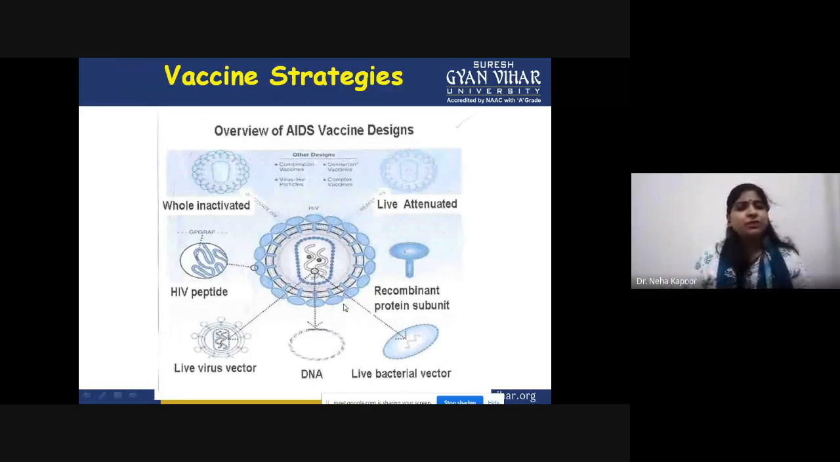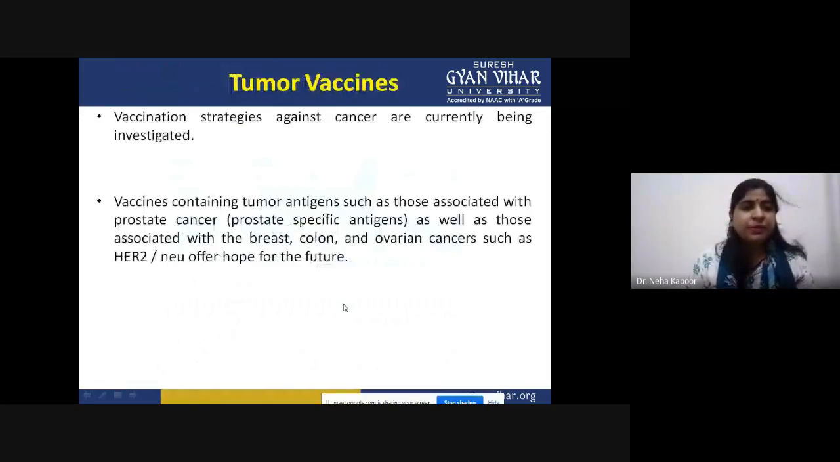However, there is another class of vaccine also, that is tumor vaccines. Vaccination strategies have also been carried out for treating cancer, for treating tumors. It is currently in developmental stages, in which such kind of vaccines are being prepared, vaccines containing tumor antigens, such as those associated with, say, prostate cancer. In that case, some prostate specific antigens can be used as a vaccine material, as well as those associated with breast cancer, colon, ovarian cancer. So they are basically offering a new hope for the future.